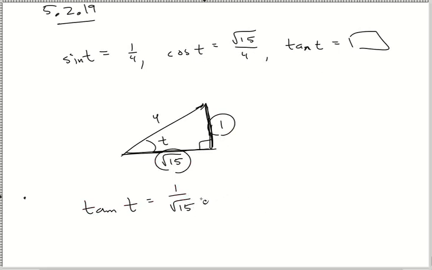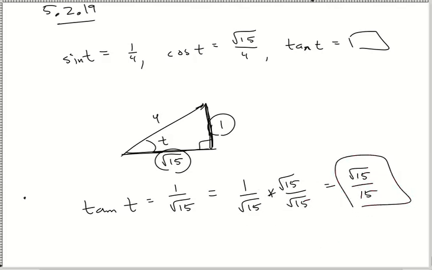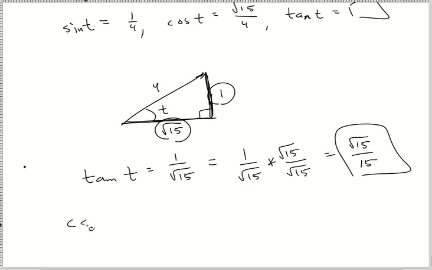Now, I have to rationalize this. This is not good enough. So what I'm going to do is multiply by the square root 15 in both the top and the bottom, so that you get 1 square root 15 in the top divided by a plain old 15 in the bottom. And there you go. Cool. And just like last time, now find the cosecant, the secant, and the cotangent.